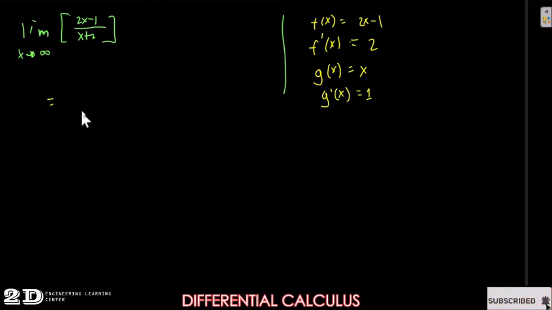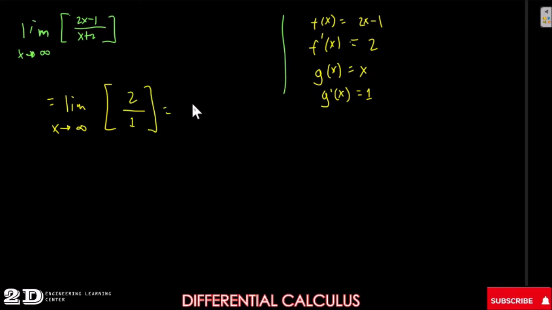So this will now be equivalent to the limit as x approaches infinity of f prime of x, which is 2, over g prime of x, which is 1. If we substitute x, there is no x here, so our answer will be 2, and this is the limit of this function. It is much easier if we use L'Hospital's rule.